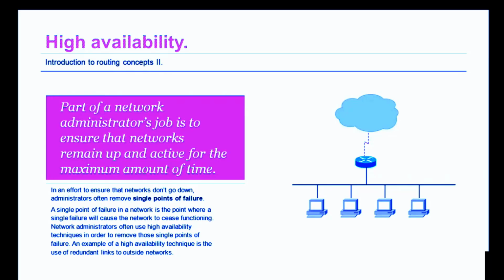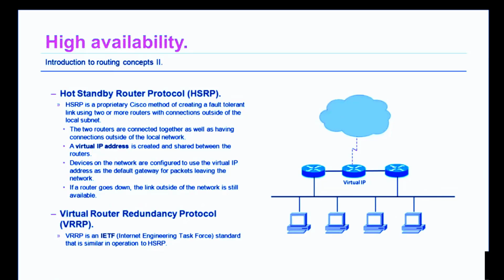An example of a high availability technique is the use of redundant links to outside networks. Hot Standby Router Protocol, HSRP, is a specific example of a high availability technique. HSRP is a proprietary Cisco method of creating a fault-tolerant link using two or more routers with connections outside of the local subnet. The two routers are connected together as well as having connections outside of the local network.